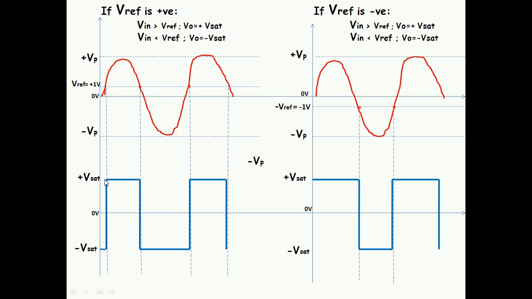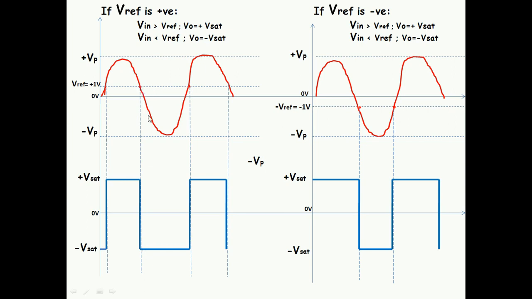Okay, it remains in plus V saturation till it becomes again equal to V reference. So here you can see V in is greater than V reference, in the sense V in is more positive than V reference. When it is more positive, it has the positive saturation voltage, that is V out equals V sat. At this junction again V in becomes equal to V reference. At that time it switches from plus V saturation to minus V saturation.